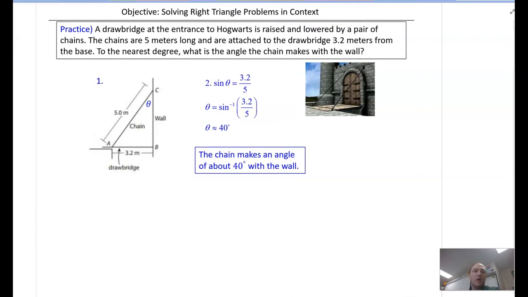We have a drawbridge at Hogwarts that's raised, and it creates this image. And this is a right triangle. So anytime you involve a building or a mountain, and people are running away from it, generally it's going to be a right triangle problem.